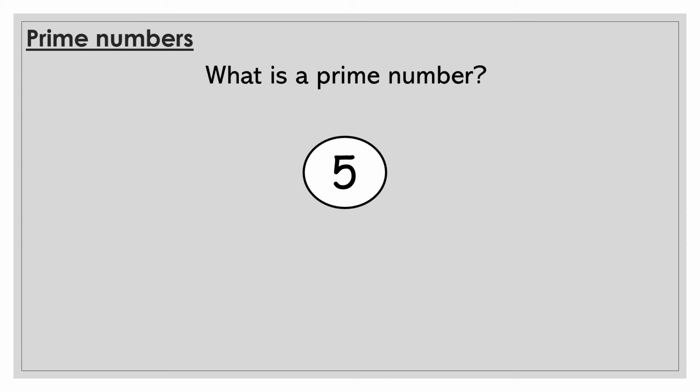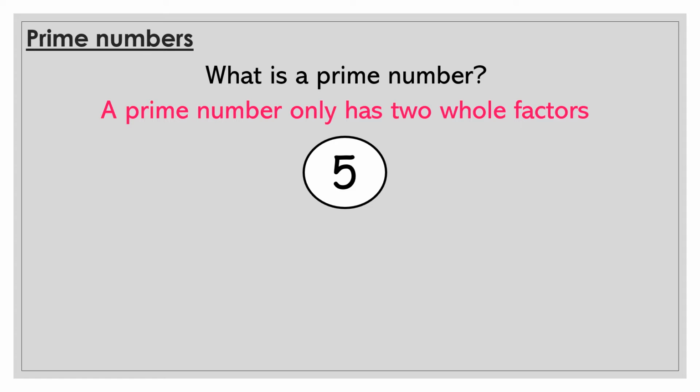So we're going to begin with what a prime number is. A prime number only has two whole factors, and factors are numbers that times together to make that number. So 5 has two whole numbers that times together to make it, and the only numbers that do that are 1 times 5. We only use whole numbers, we don't use decimals. 1 times 5 makes 5, there's nothing else, so that makes it prime.